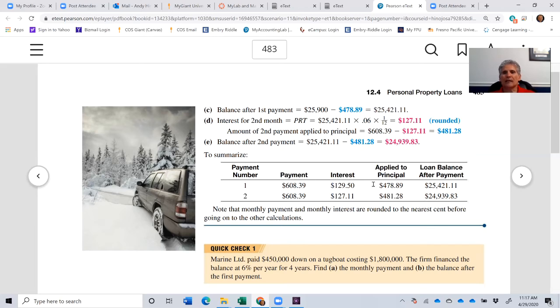Okay, here's a payment amortization schedule that's being drawn up on a real-time basis, payments 1 and 2, and you can see how it's going to work. You can do this for every payment all the way up to payment 48, so that if everything works perfectly, on payment 48 the loan balance after the payment will be 0.